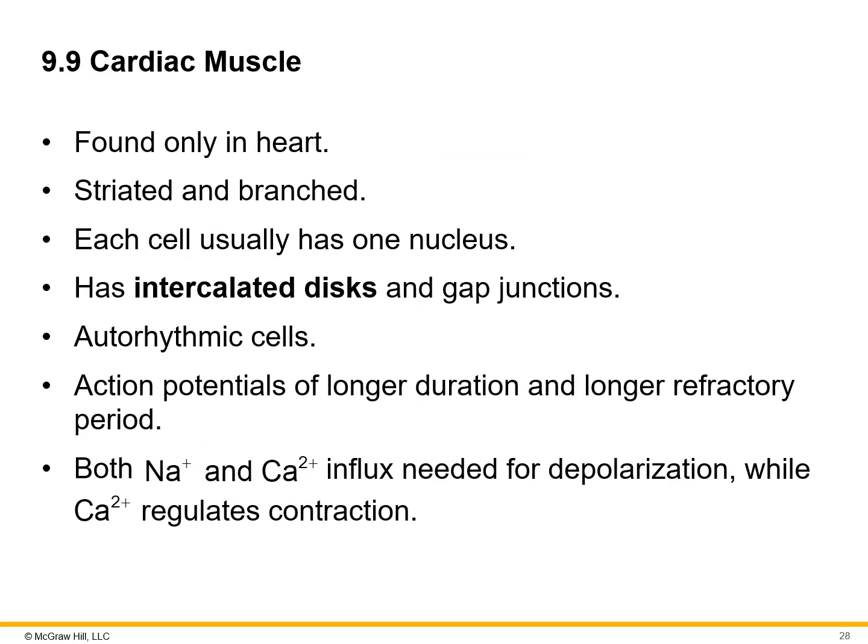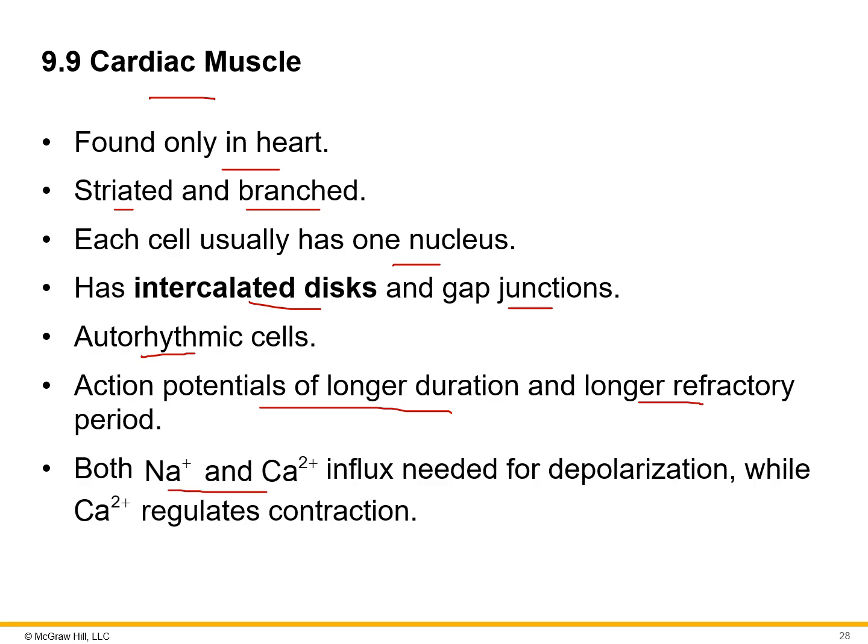All right, and then finally our cardiac muscle, again, only in the heart. We do have striations like skeletal, but it's more branched. Typically only one nucleus, so they're not multiple cells fusing into one. They have what are called intercalated discs and gap junctions for that communication, again, autorhythmic. The action potentials are of longer duration, and they also have a longer refractory period where they're going back to normal.